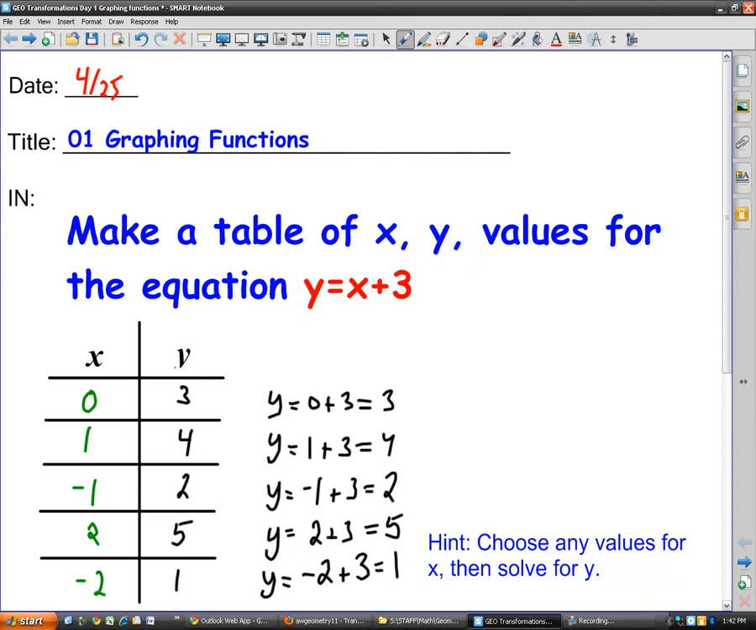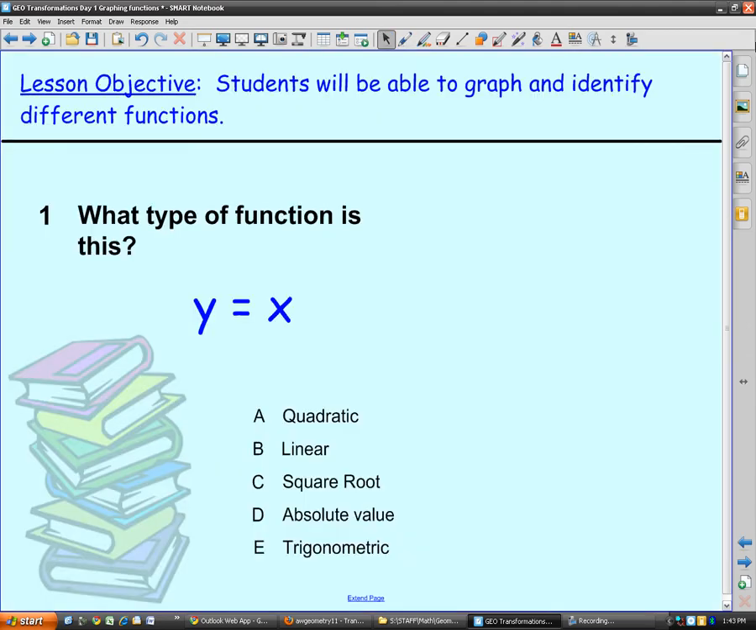And then I could plot these points, my x and my y, and that would give me the graph that I would see for this line. So we're going to move along here, and basically we're trying to ask you what kind of function this is. And since there is no exponent, we'll go through this. If it was quadratic, there would be an exponent of 2 here, but it's not quadratic because there's no exponent. If it was linear, well, this is actually the linear graph, so we'll call it linear.